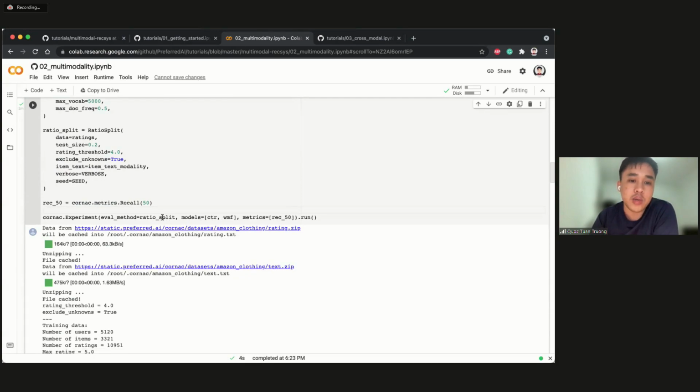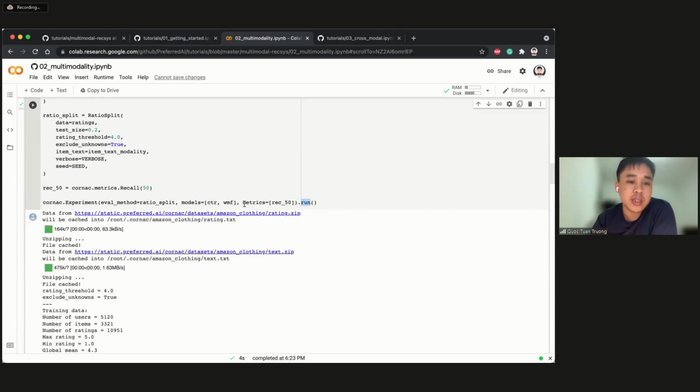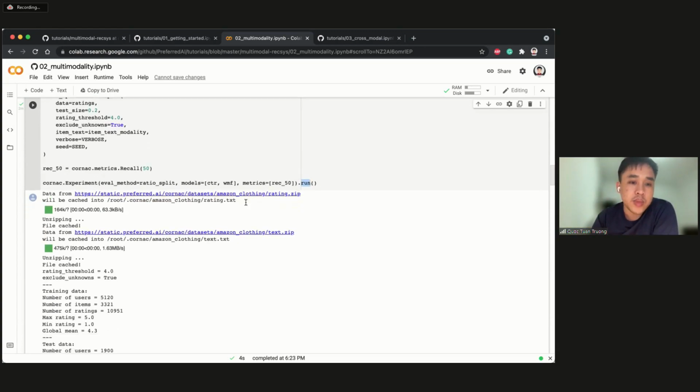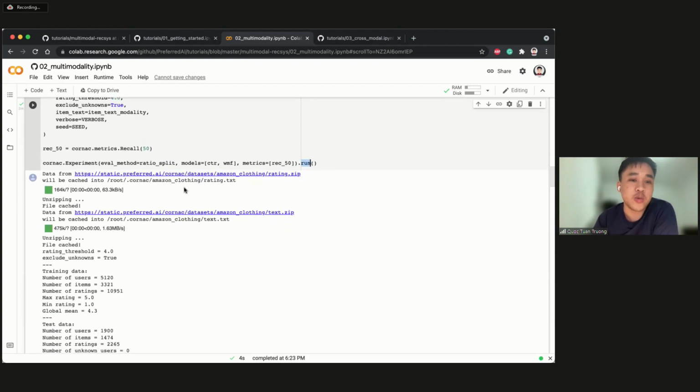In this case, we just put the evaluation method, which is the ratio split that we declared earlier. The two models that we want to compare are the CTR and the WMF. And then we put the metric in, and then we run the experiment. Simple as this. When you run it for the first time, the data is not cached locally, so we download it for you.